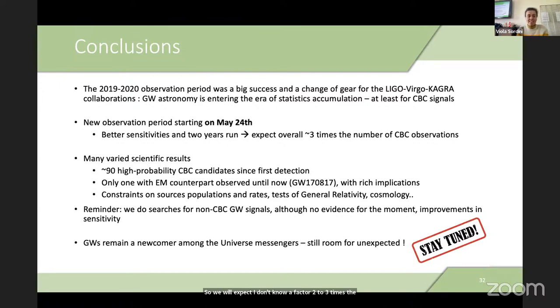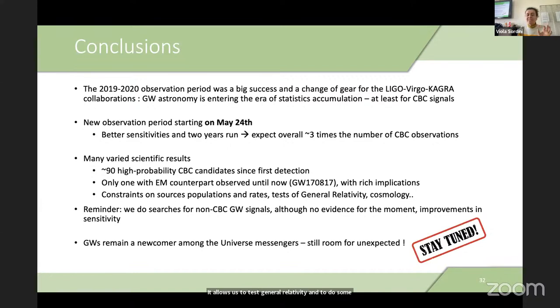So that's very exciting. Already with the ones we had, which are about 90 high probability CBC candidates, we were able to put out many varied scientific results. Unfortunately, at the moment, we just have one with the electromagnetic counterpart. We hope we might have a new one, at least another one during the next observation period. But already what we have helps us to put constraints on sources, populations, and rates. It allows us to test general relativity and to do some cosmology study.